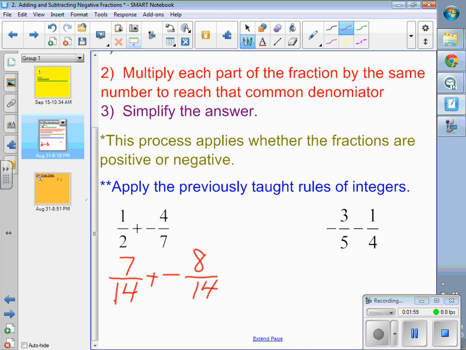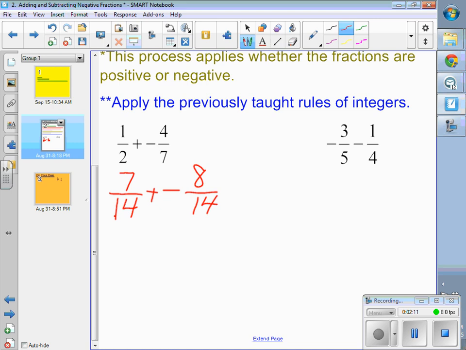So when I have opposite signs, I subtract when I'm adding with integers. Okay, so the same thing happens when I've got fractions involved. Actually, I'm going to do 8 minus 7 gives me a 1, and my sign is negative because my 8/14 has a greater absolute value than 7/14, so it's negative 1/14. Okay, on to the next one.